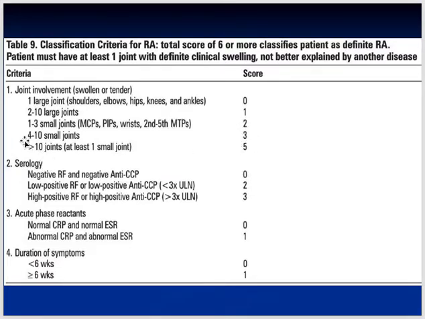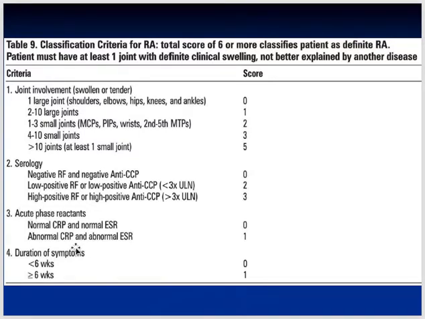When it comes to the blood testing, you will do serology, and if they have negative anti-CCP and negative rheumatoid factor, 0. Low positive rheumatoid factor or low positive anti-CCP, 2, but high positive RF or high positive anti-CCP, 3. So see, someone who has 4 to 10 joints involved with positive anti-CCP or rheumatoid factor, we need just one, not both. Done, the diagnosis is done. 3 plus 3 makes 6.